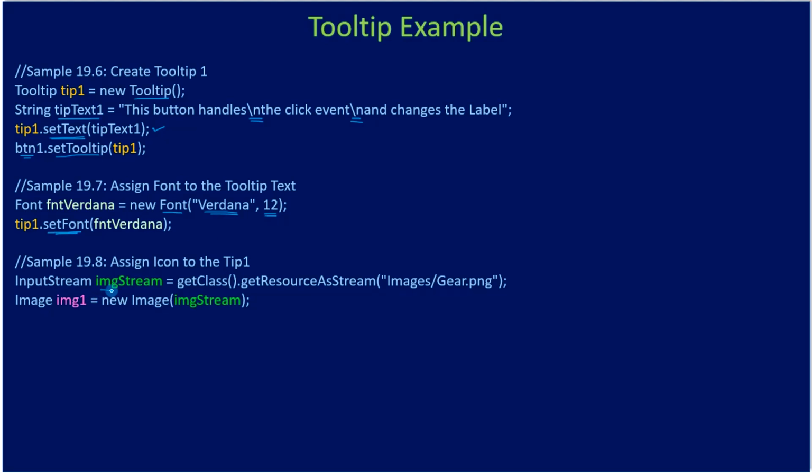After that, here if you see, we are creating the image, getClass, getResourceAsStream. This will give us an input stream, and this time we are creating the image from this stream. And then to our tooltip, we set the image. So here the image is ready. Then we construct an ImageView out of this image. And finally, we set the graphic to our tip. So if you see, once the tooltip is created, here we are using setText to assign a help string. Here we are assigning a font. Here we are assigning an icon to the tooltip.